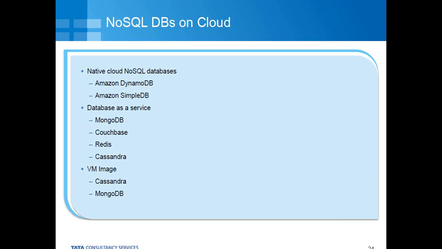Cassandra and MongoDB also come as VM images. These images can be cloned, and whenever there is a need to scale or whenever there is a need to shard, these databases can be cloned.